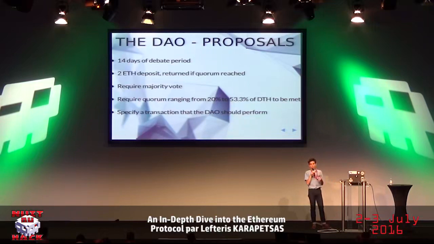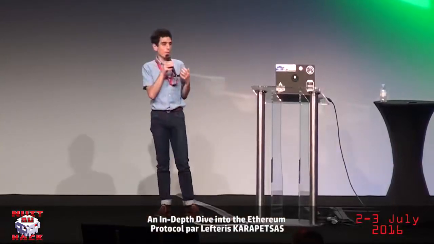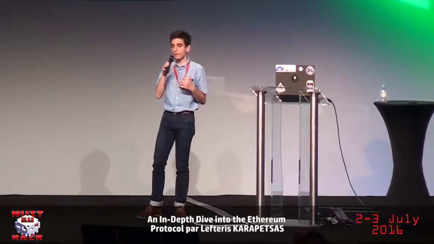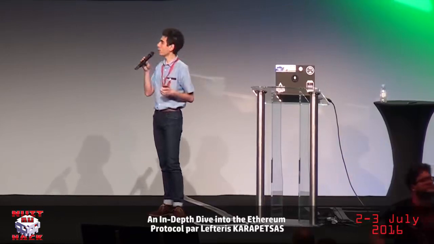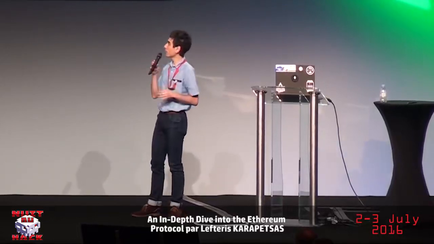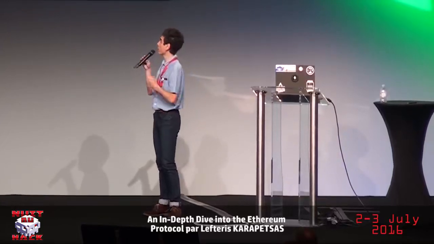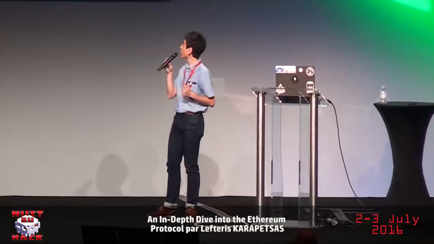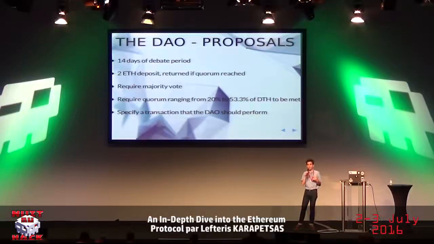In order for the proposal to pass, it requires a majority vote and something that is called reaching the minimum quorum. The quorum is how many of the token holders actually participate in the vote. The quorum that is required ranges from 20 to 53.3%, and that depends mainly on how much money of the DAO you want to spend. If you want to spend no money, but just want to make a function call, then it will be 20% of the DAO token holders. While if you want to spend all of the DAO's money, you would require 53.3% of the token holders to take part in the vote. And essentially, a proposal is specifying a transaction that the DAO should perform, just like the transactions that we saw in the previous section.